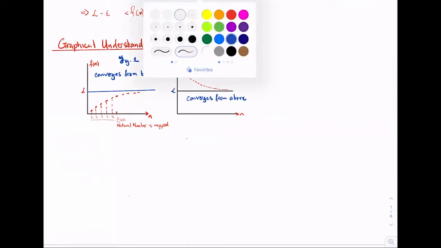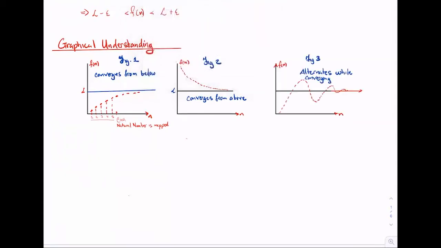We have about 6 figures here. Here we also have another converging sequence, but notice that this time our sequence is alternating but converging. So it's oscillating but converging as well. That doesn't mean that every alternating sequence converges, because as we will see with figure number 4, we have an example of an oscillating sequence that does not converge to anything.